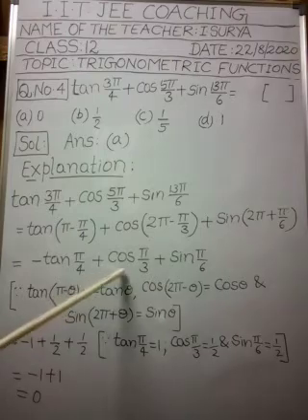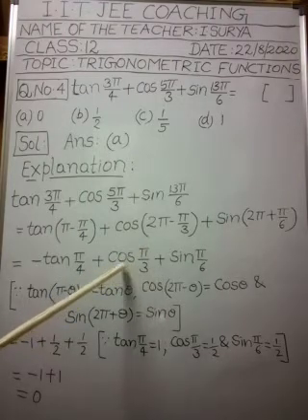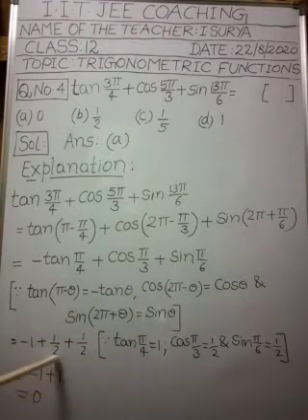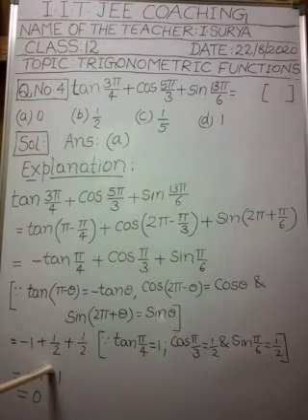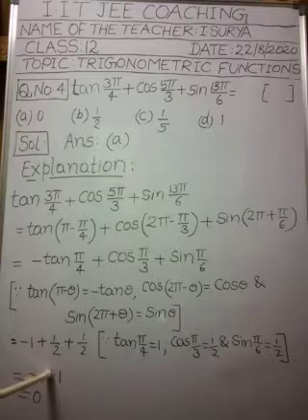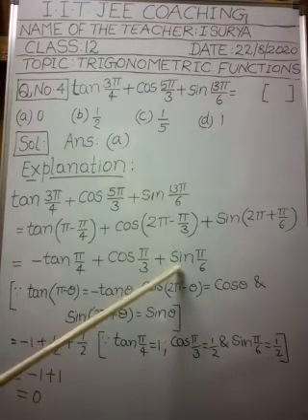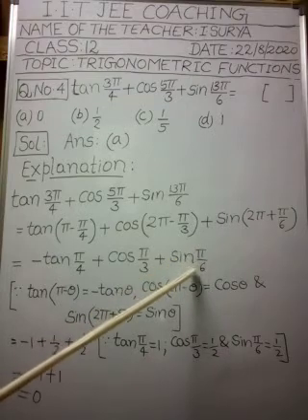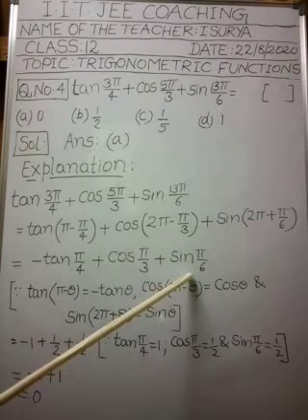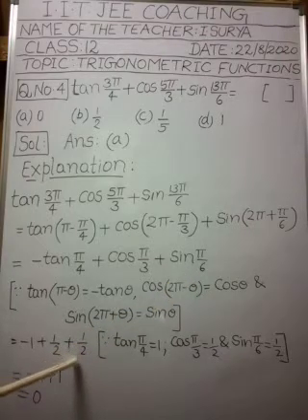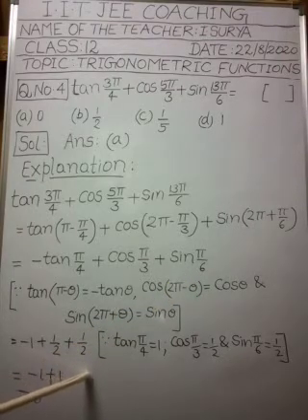Now come to the second term. Cos pi by 3 means cos 60 degrees. What is the value of cos 60 degrees? 1 by 2. So we wrote the second term value here, plus 1 by 2. Understood the second term, my dear children? Right. Now come to the third term. Sin pi by 6 means sin 30 degrees. What is the value of sin 30 degrees? 1 by 2. I wrote the third term value here, plus 1 by 2. Understood this third term, my dear children?